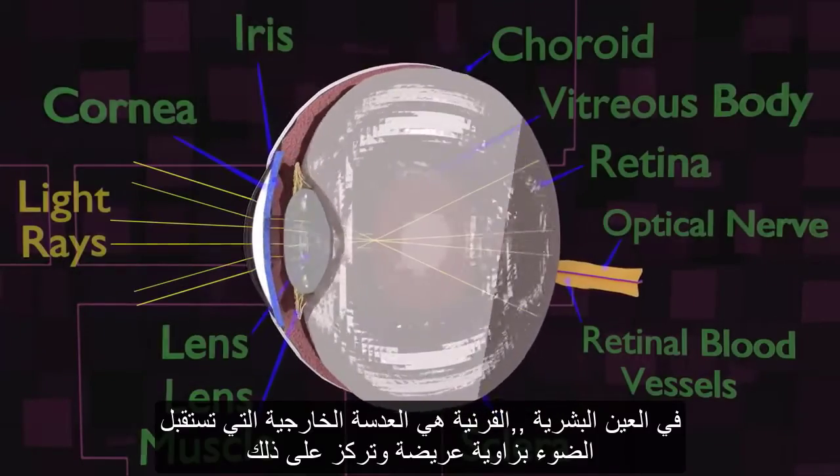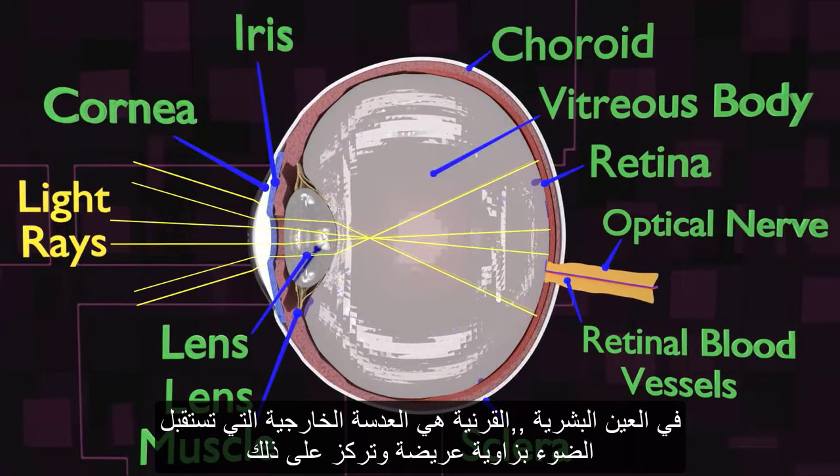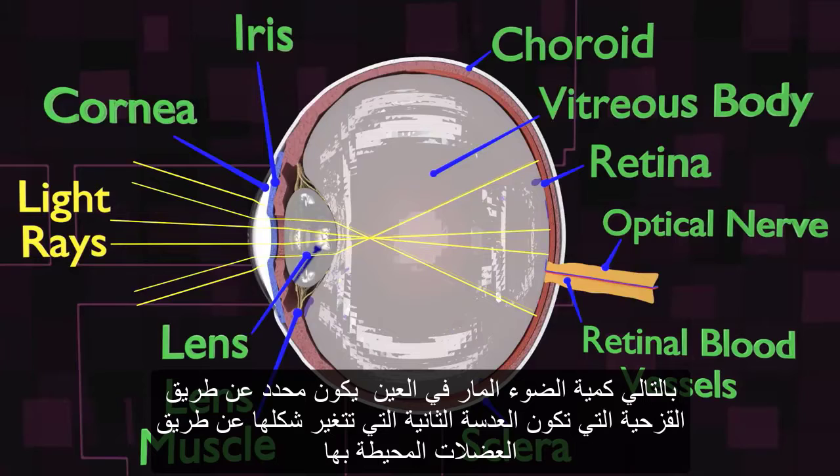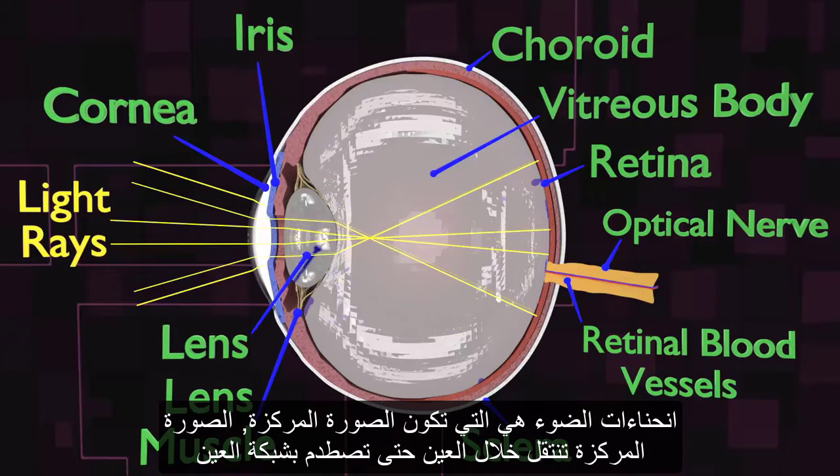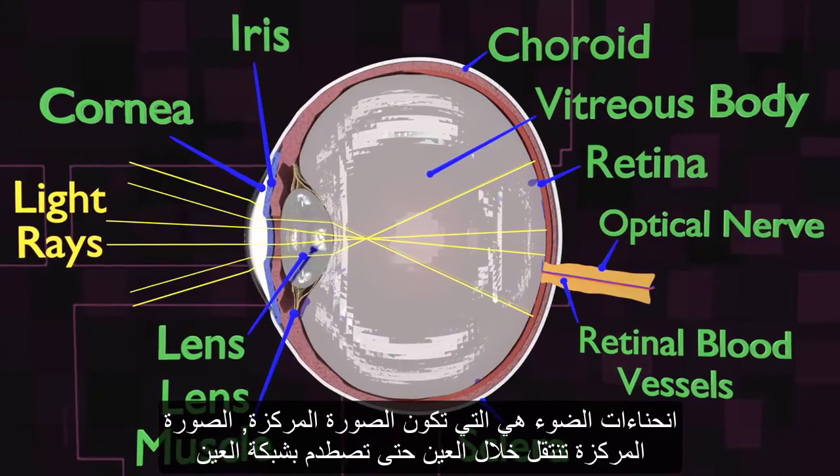With the human eye, the cornea is the outer lens that takes in a wide angle of light and focuses it. Next, the amount of light passing into the eye is limited by the iris. A second lens, whose shape can be changed by the muscles around it, bends the light to create a focused image. This focused image travels through the eye until it hits the retina.